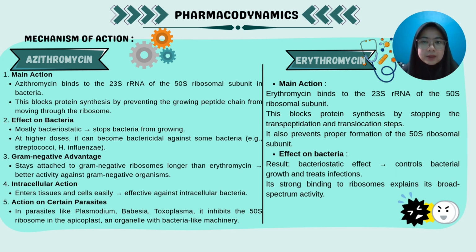And then we have the mechanism of action of erythromycin. The main action is that erythromycin binds to the 23S rRNA of the 50S ribosomal subunit. This blocks protein synthesis by stopping the transpeptidation and translocation step. It also prevents proper formation of the 50S ribosomal subunit. Effect on bacteria: a bacteriostatic effect, which controls bacterial growth and treats infection. Its strong binding to the ribosome explains its broad-spectrum activity.